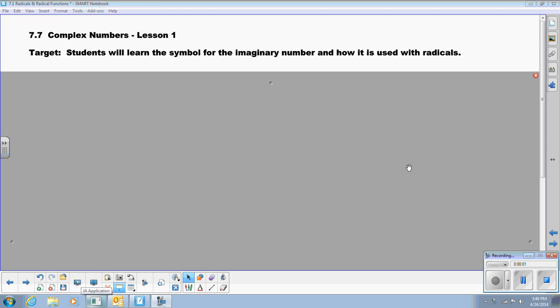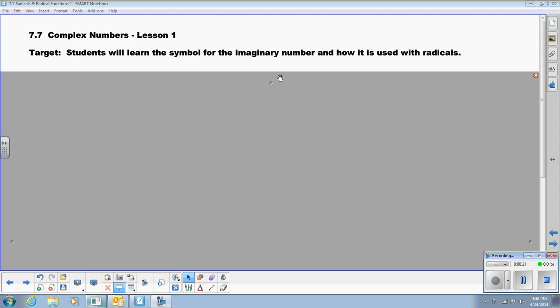Time to start lesson 7-7, called complex numbers. The first thing is you're going to learn about our new friend, the imaginary number, and how we use it with radicals. But I wore a sweatshirt earlier this year, if you remember right, and on it had the imaginary number, and I talked about it at that time.